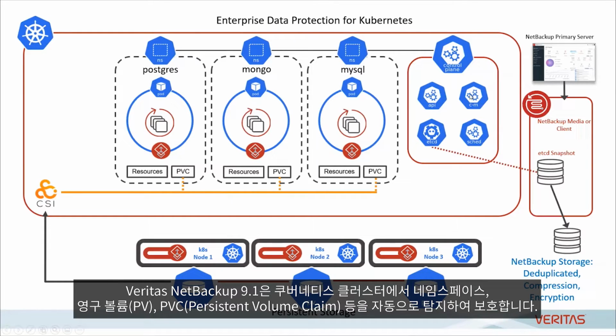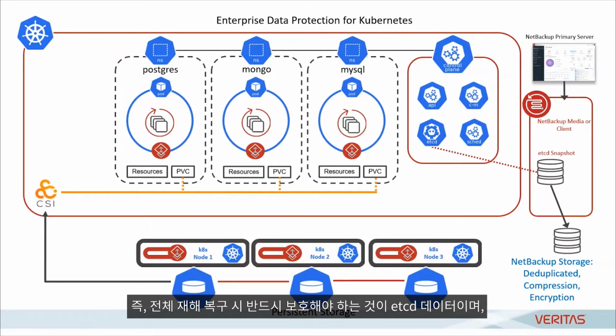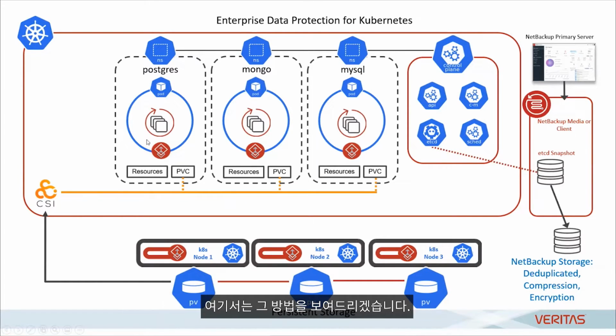Veritas NetBackup 9.1 can automatically discover and protect the namespaces, persistent volume claims, and so on in the Kubernetes cluster. So essentially, for an entire disaster recovery, what remains to be protected is the etcd data, which I'll show you how to do in this video.